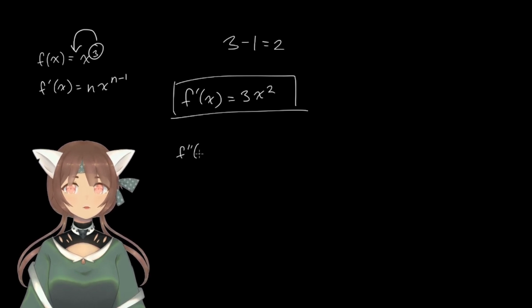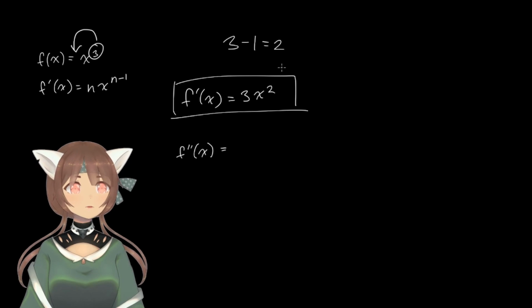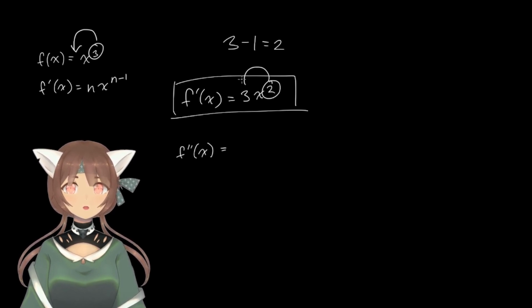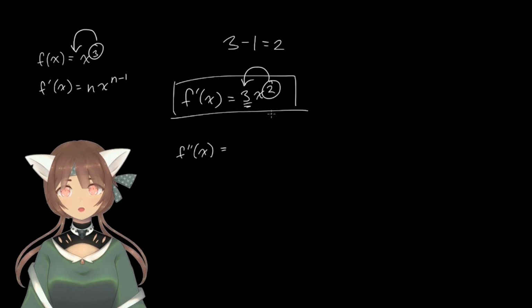So that would be f double prime of x. How would we do that? We're going to be doing the exact same thing, actually. So we're going to be taking our 2, dropping it down, and subtracting 1 for the exponent. But what do we do with this 3 over here? What do we do with that?